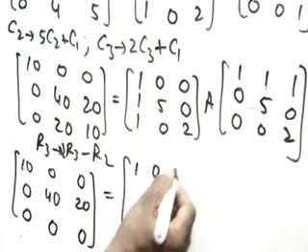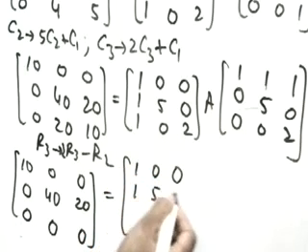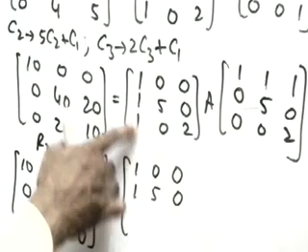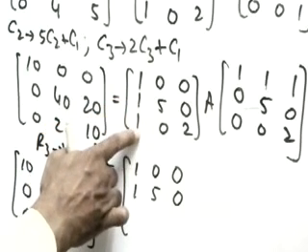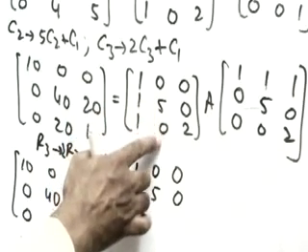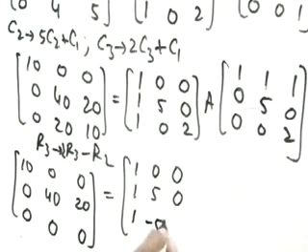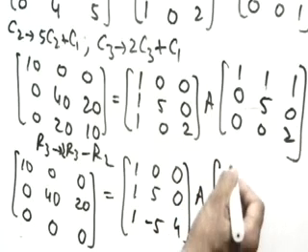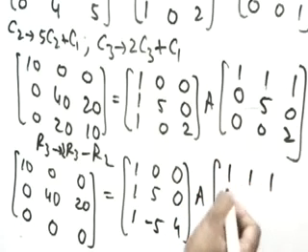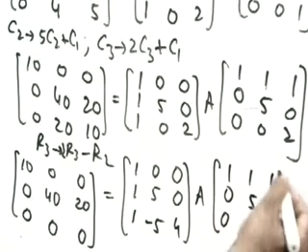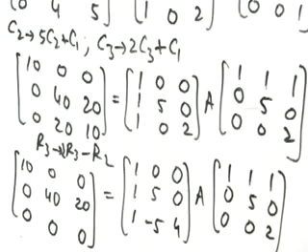Here also let me change. R1 we are not changing, R2 we are not changing, R3 we are changing: 2R3 minus R2. 2 ones are 2, 2 minus 1 is 1. 2 zeros are 0 minus 5 is minus 5. 2 2s are 4, 4 minus 0 is 4, into A. So we have not changed this one. You write 1 1 1, 0 5 0, 0 0 2.